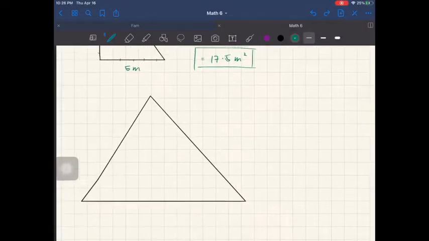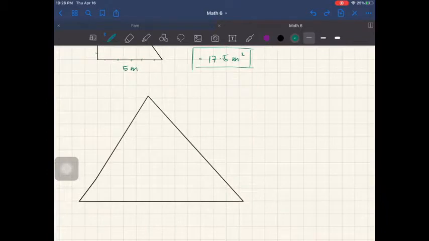Alright, so let's try another one. So for this one, let's assume that it's exactly at the very tip of this. So let's say, for example, that it ends there. So that should be giving us a height of 1, 2, 3, 4, 5, 6, 7, 8. So the height is 8 meters.